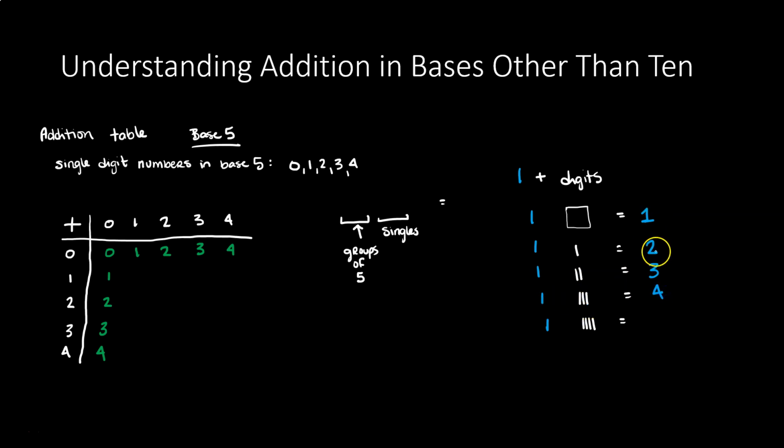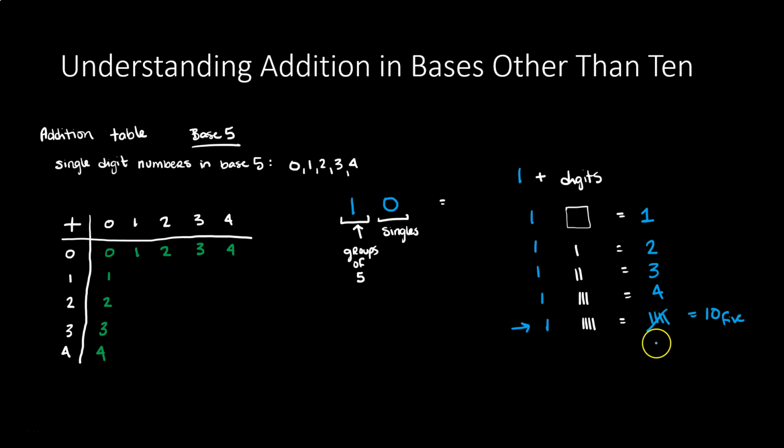Notice that each of these sums has not had enough to regroup, but when we get to 1 plus 4, that is enough to make a group of 5. So we would represent this as one group of 5 with 0 singles. That number looks like 1, 0, base 5. Remember, that's not 10, that's 1, 0, base 5.